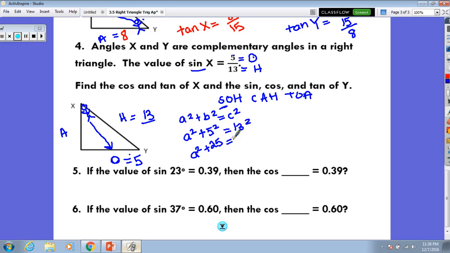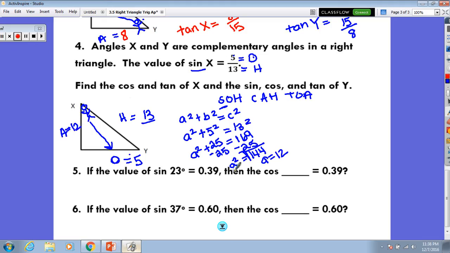And 13 squared is 169. Okay? Then we subtract 25 on both sides. And I get 144. And we should all know that the square root of 144 is 12. So a over here is 12.